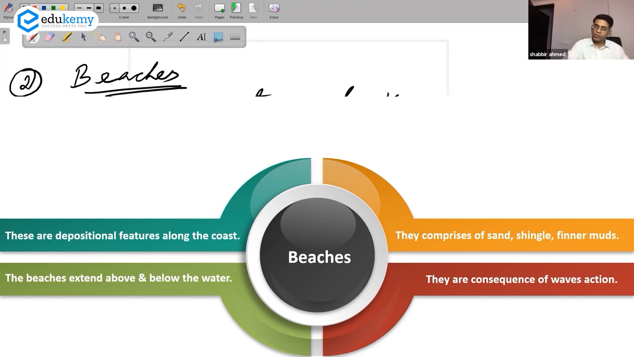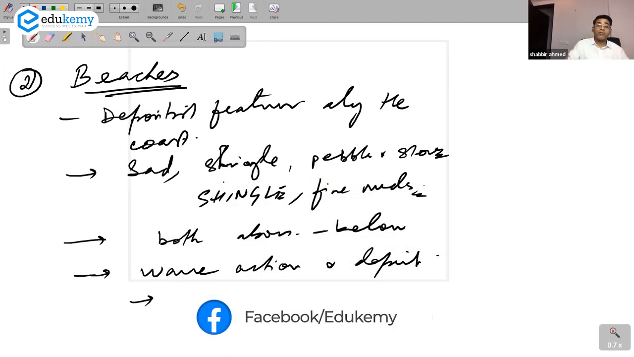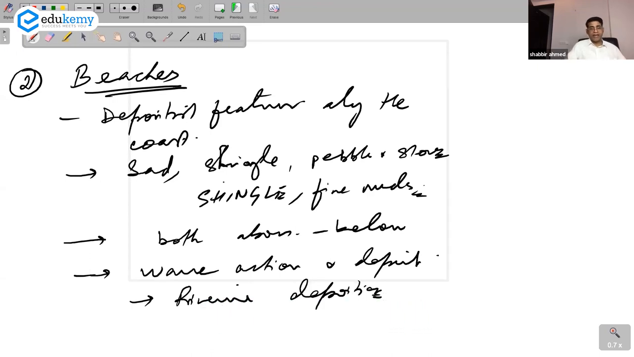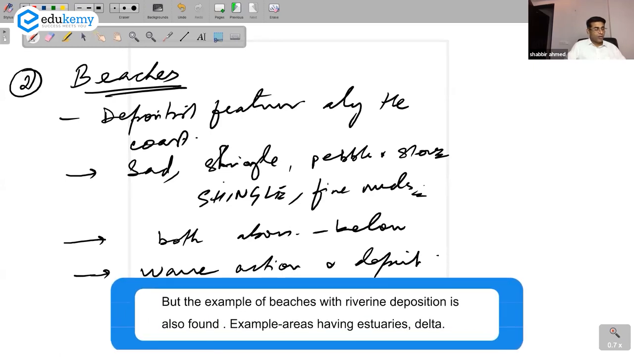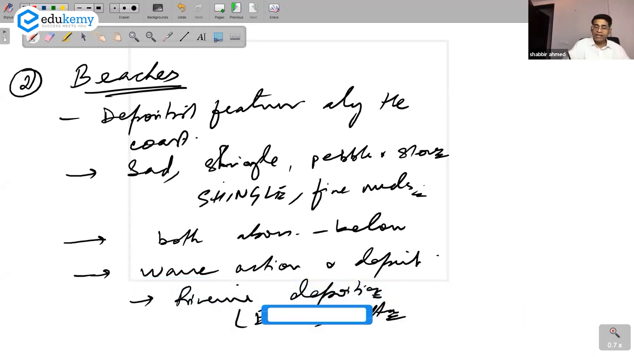They also have pebbles and stones, and they extend both above and below the water level. Beaches are primarily formed because of wave action, but we also have beaches which are contributed by riverine depositions. So the primary factor in beach formation is wave action. It breaks down the rocks and they accumulate on the coast. But beaches can also include riverine deposits, like the areas which have estuaries and deltas.